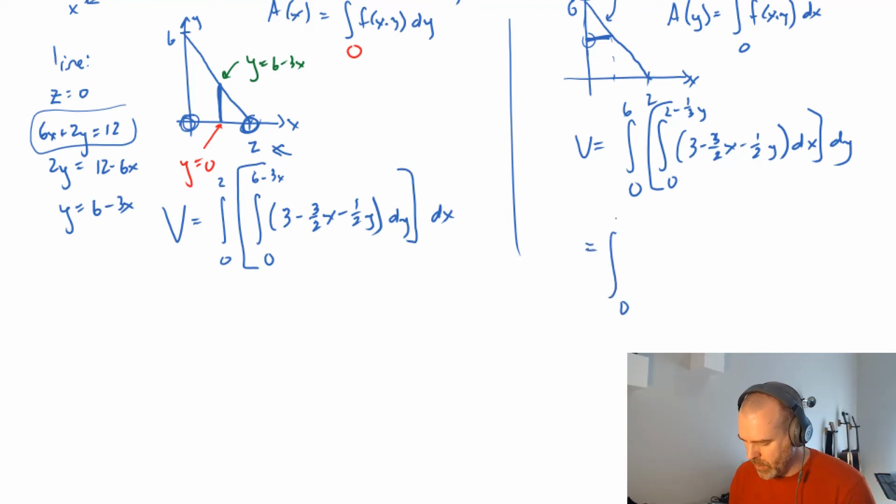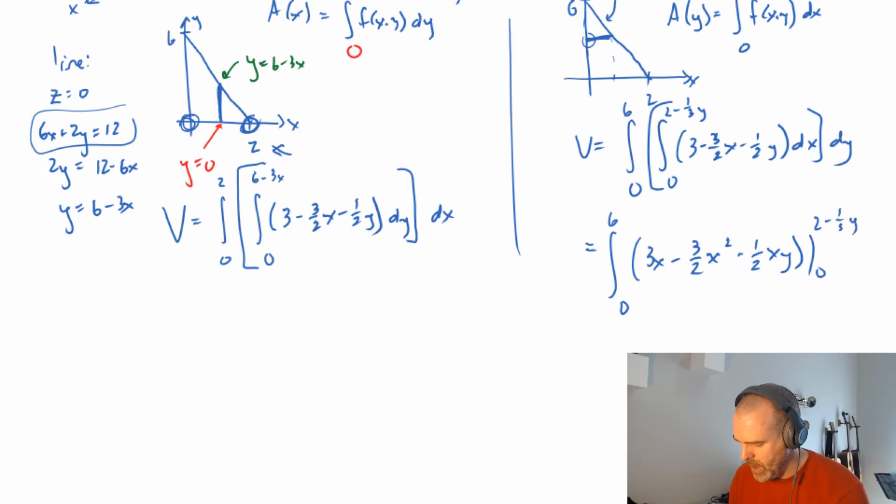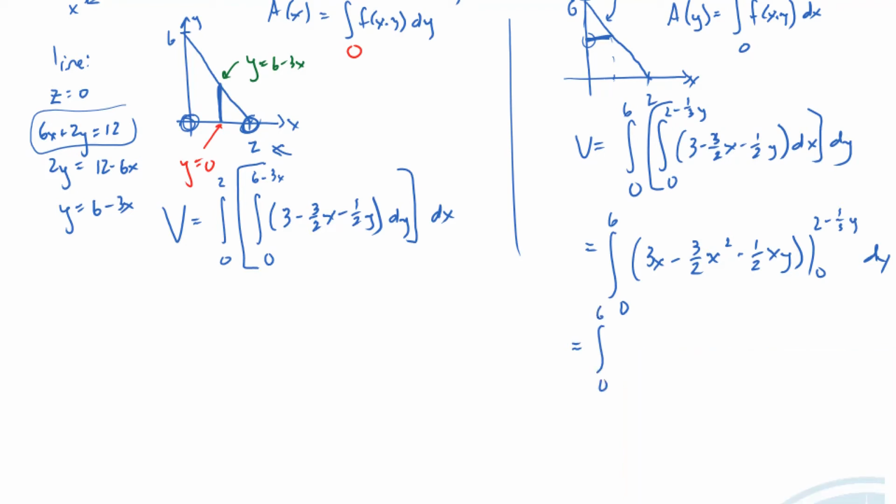I don't want to have this be a crazy, ridiculous video. Let's do the second one. We're integrating with respect to x. That's 3x minus 3/2 x squared minus 1/2 xy from 0 to 2 minus 1/3 y. And we're going to integrate eventually all of that dy. And let's see, integral from 0 to 6. We're going to plug in 2 minus 1/3 y minus 3/2 times 2 minus 1/3 y squared minus 1/2 x.